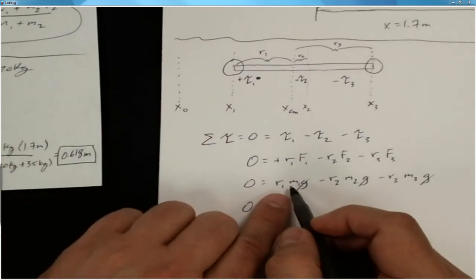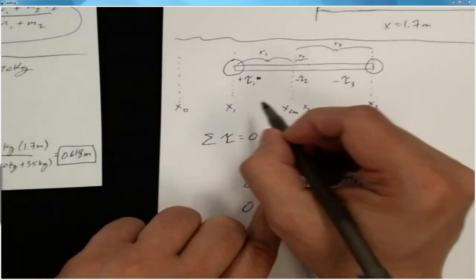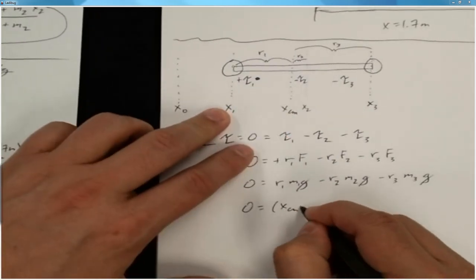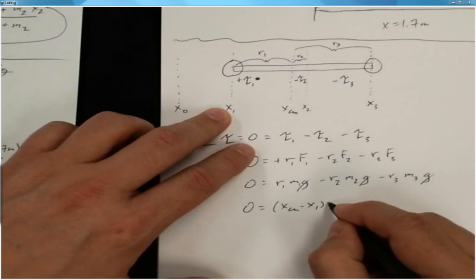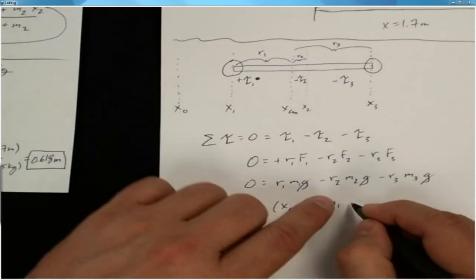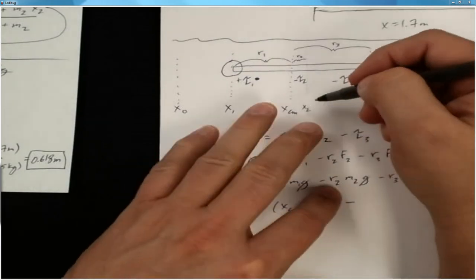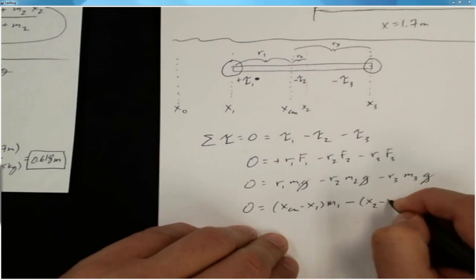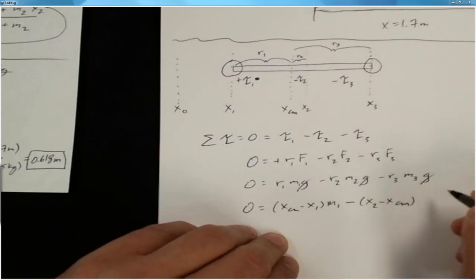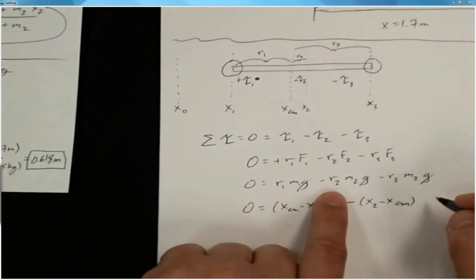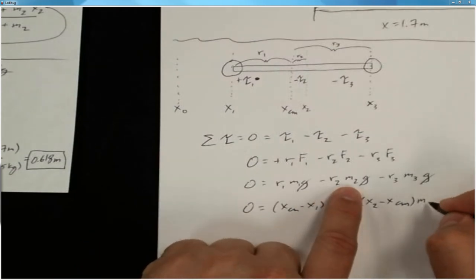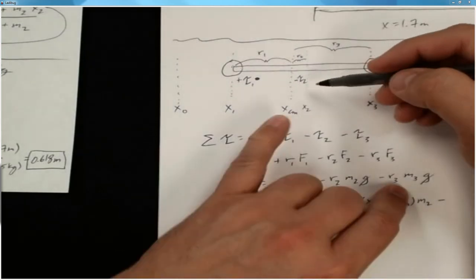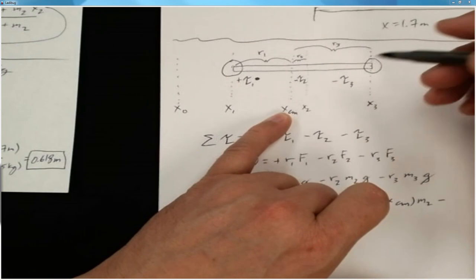And now we have to break out what R1 is. R1 is going to be x sub Cm minus x1. X sub Cm minus x1 times m1, minus, now R2 is x2 minus x sub Cm, and that is multiplied by m2. And finally, R3 is going to be x3 minus x sub Cm.